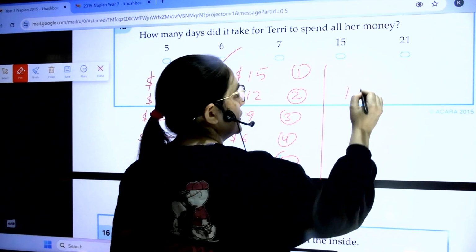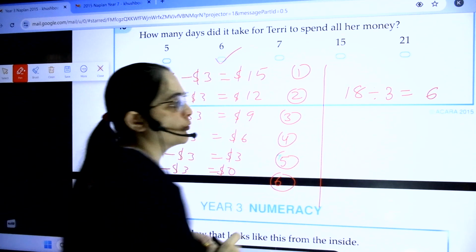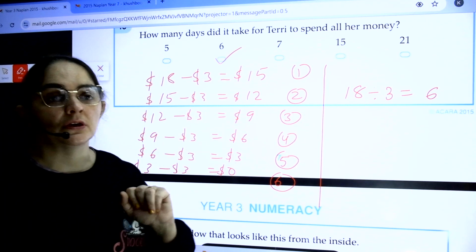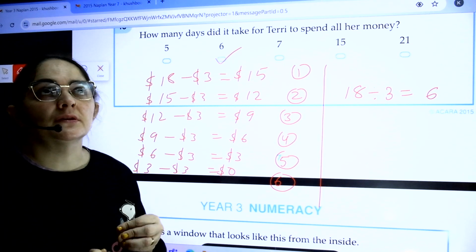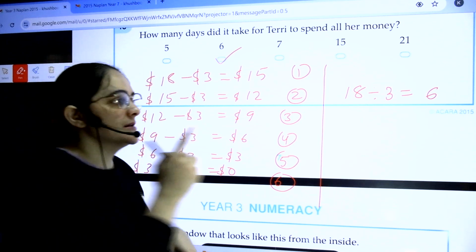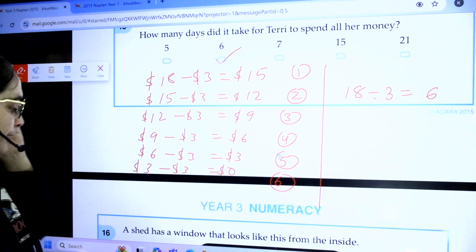So if you know division, see 18 divided by 3 is 6. What's 18 divided by 3? Another way to do repeated subtraction is division. So in times table 3, at what place does 18 appear? 3 times 6 is 18, so 6 is the answer. Okay, I hope this point is clear.